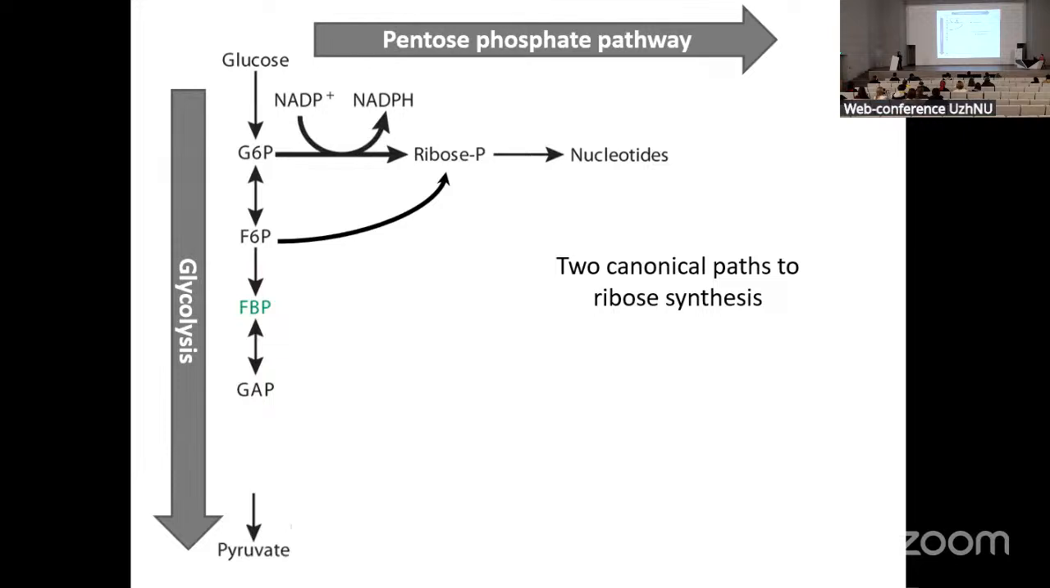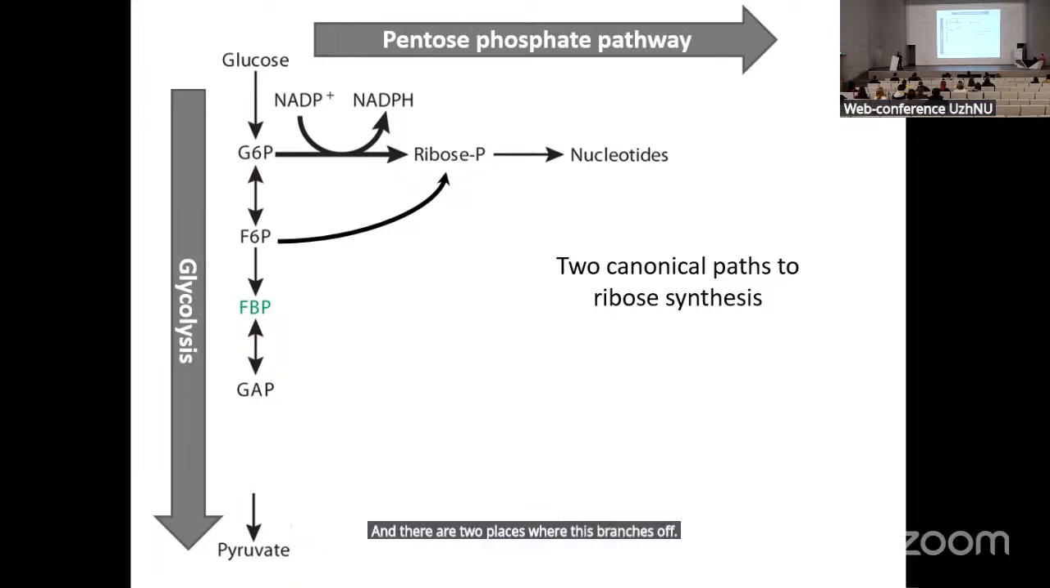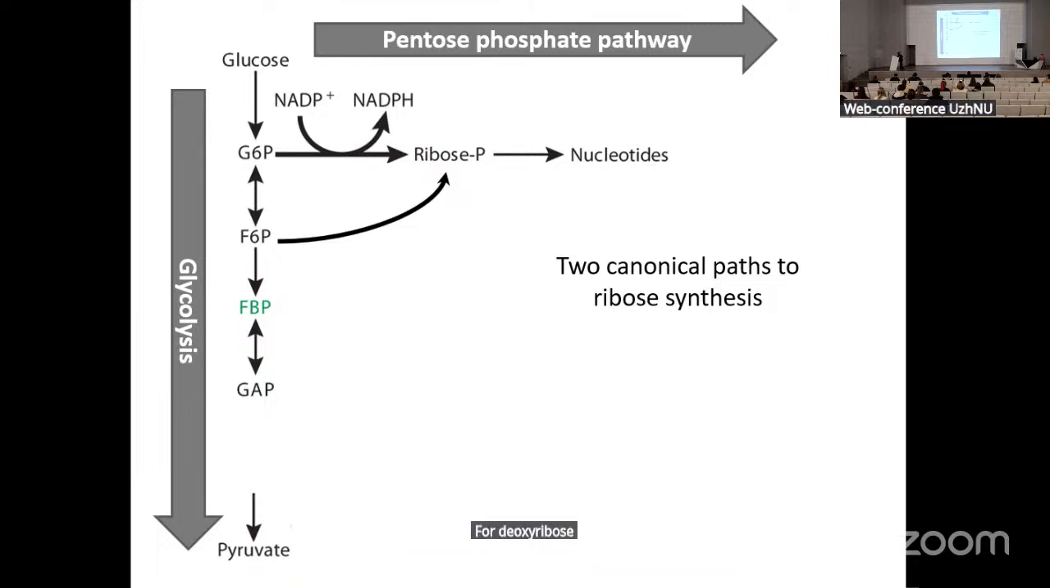So here's a cartoon of the two pathways I just showed you. You have glycolysis at the top. So here's glucose, and it works its way down to pyruvate. And there are two places where this branches off to make ribose, which is essential for catalytic RNAs, for regular RNAs, for deoxyribose nucleic acid, so fundamental to life.